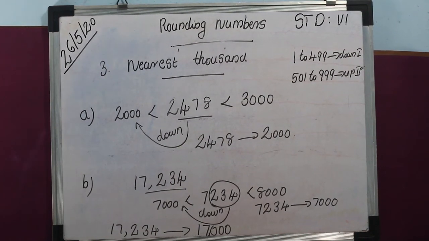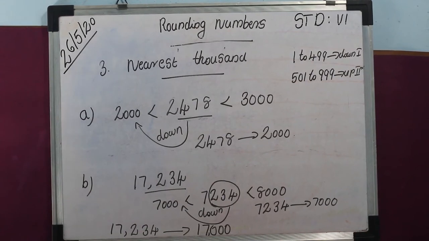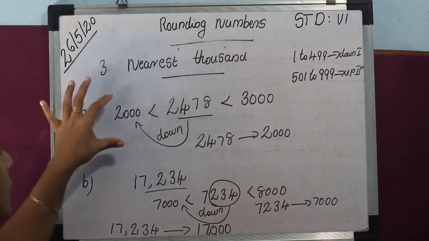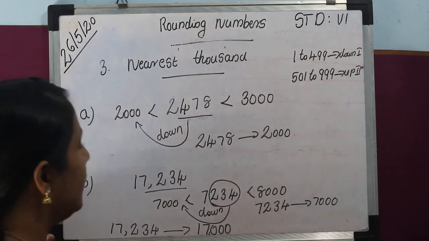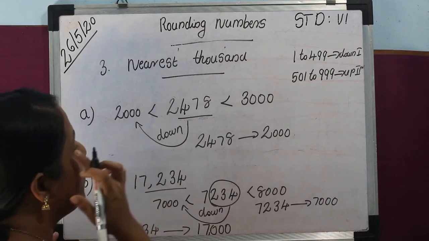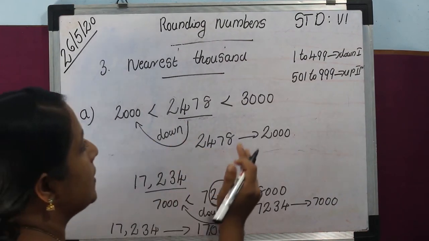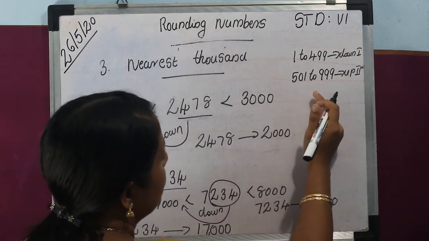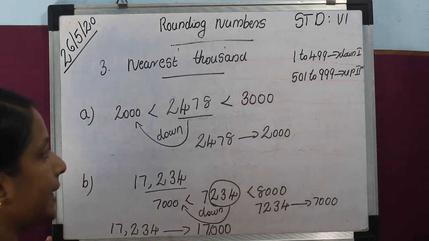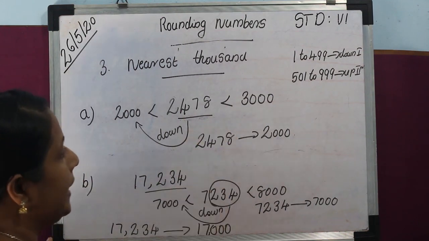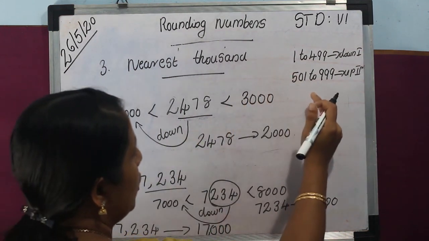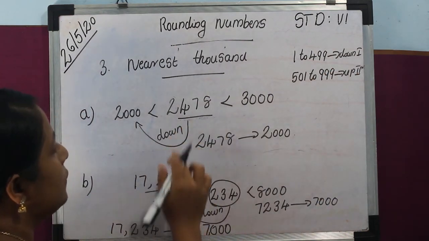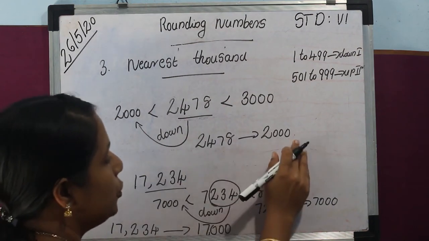Once more, our heading is nearest 1000. First problem, 2,478. We know that 2,478 lies between 2,000 and 3,000. Then next we take the last three digits, that is 478. Our conditions are 1 to 499 is rounded down to the first number and 501 to 999 is rounded up to the second number. Our number is 478, so it belongs to the first category, that is rounded down to the first number. So 2478 is rounded down to 2000.